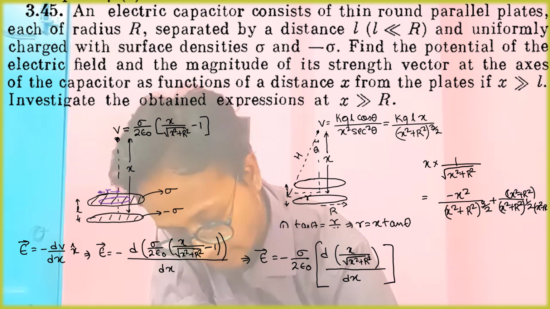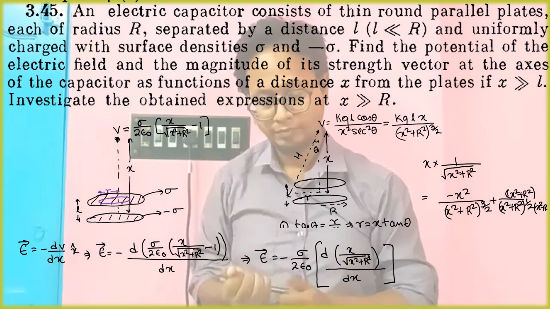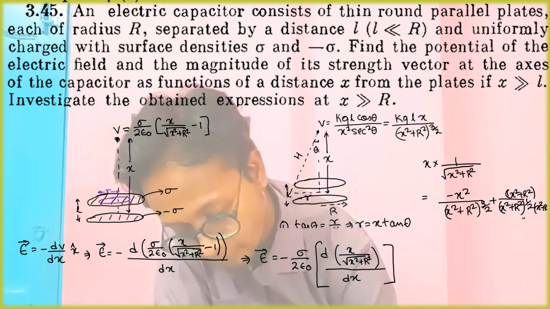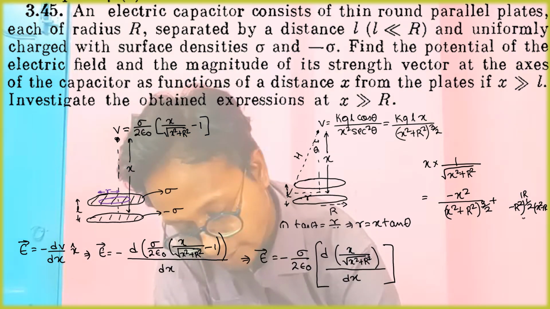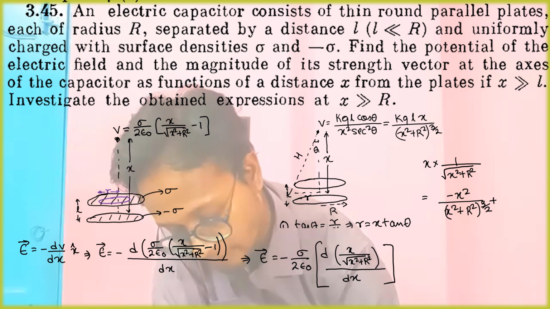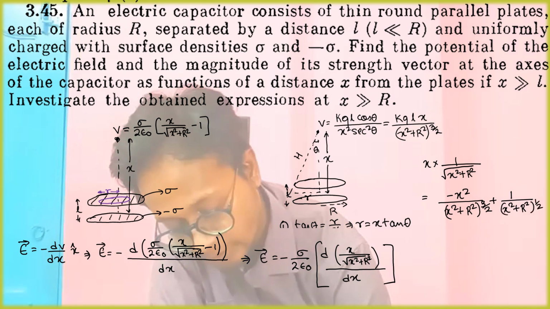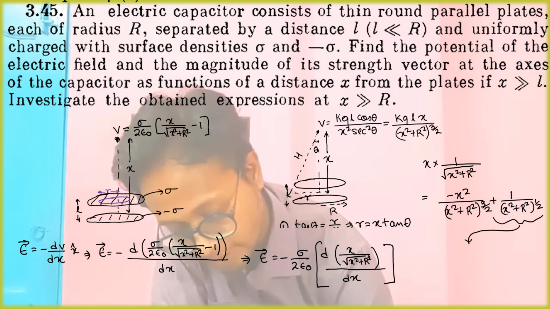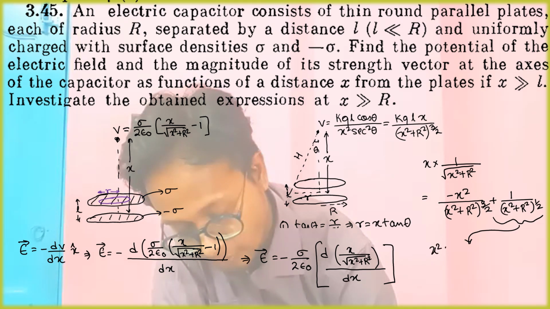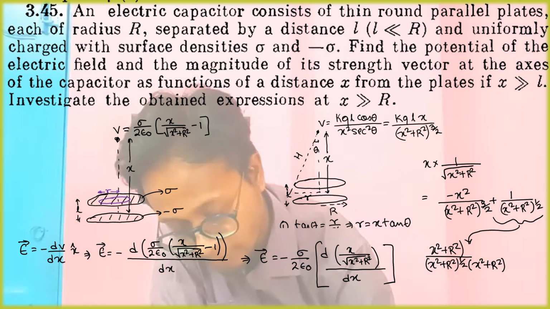It's 1 by x square plus r square to the power 1 by 2. So in this section, I'm just multiplying x square plus r square in the numerator, and x square plus r square to the power 1 by 2 was already there into x square plus r square, isn't it? I can do this one, no?